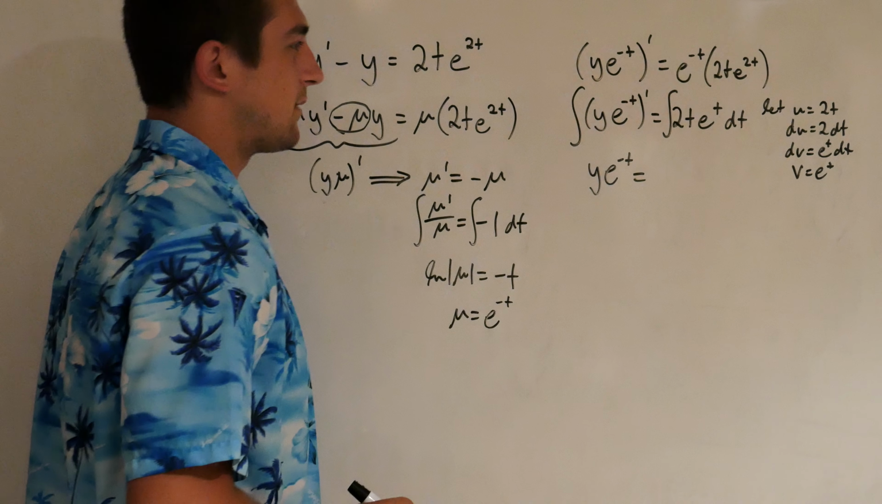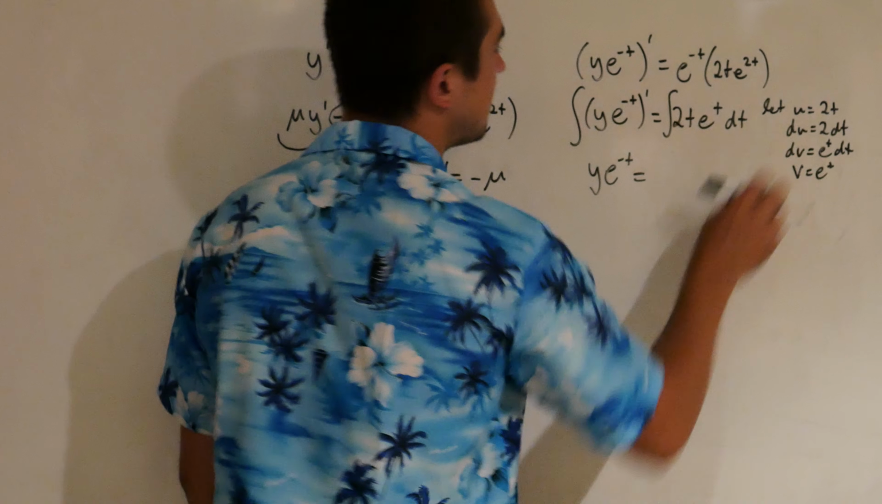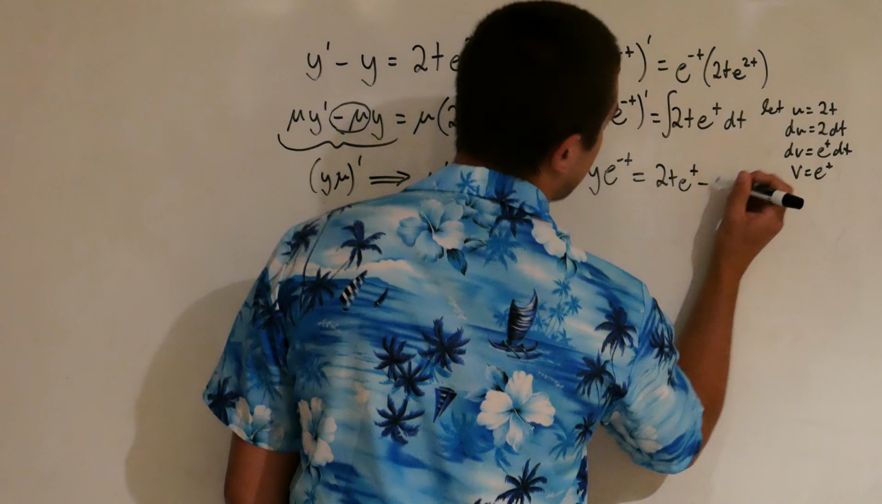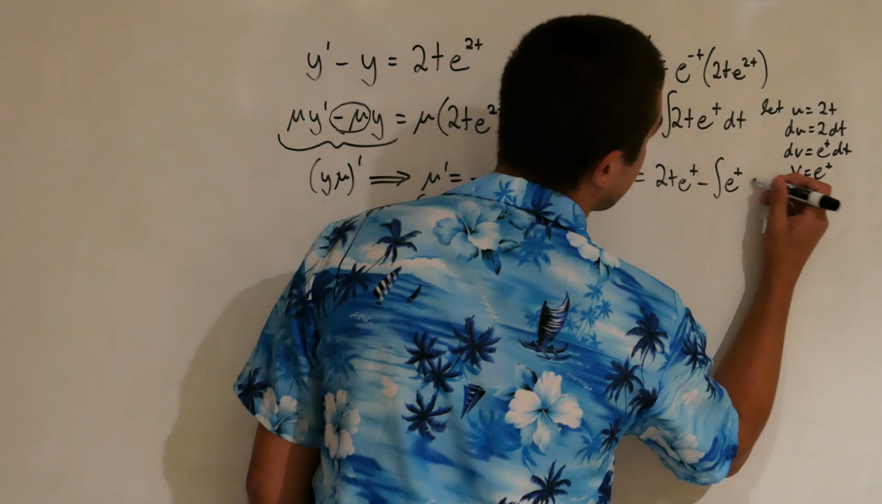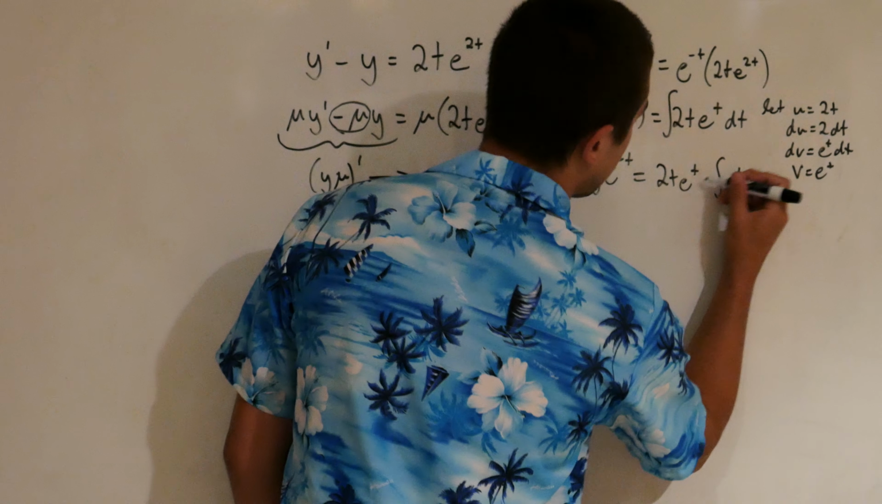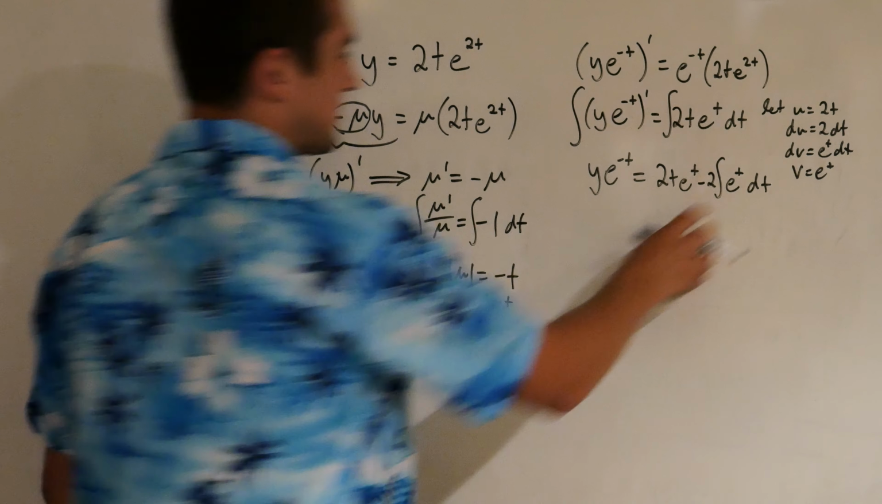Now we're ready to plug into our integration by parts formula, which is u times v minus the integral of v du. So u times v is going to be 2t e to the t, and that's going to be minus the integral of v du, so e to the t, and du is 2 times dt. So I'm going to bring that 2 out here. So we have the integral of e to the t dt, and that's just e to the t.